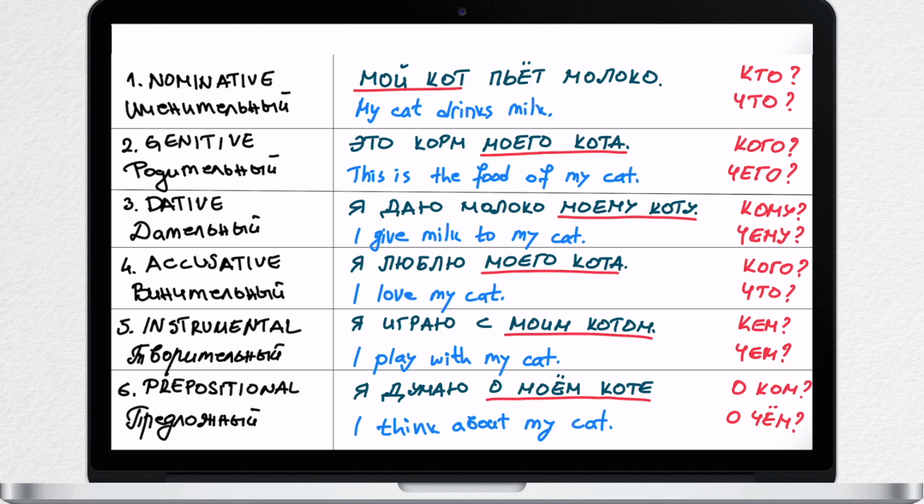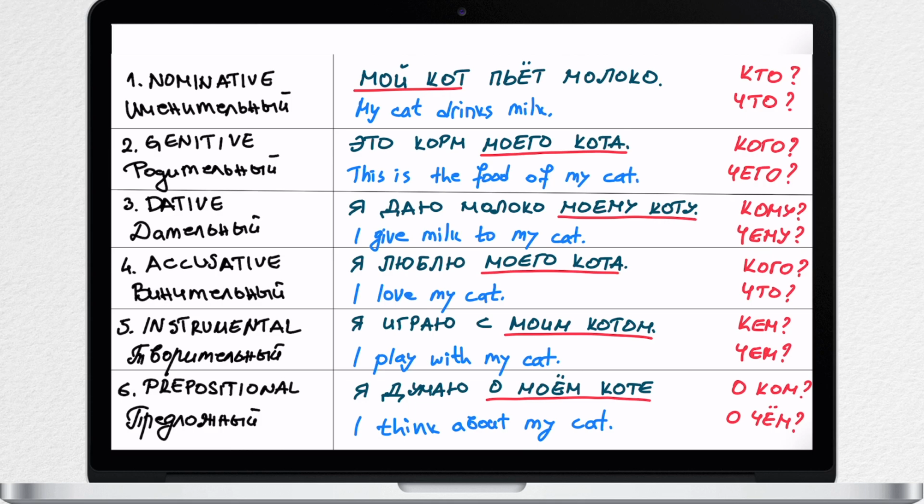Let's have a look at our example. Я думаю о моем коте. I think about my cat. I'm thinking about my cat. So the first usage of the prepositional case is together with the preposition о, which means about. So we use the prepositional case to express what we are thinking about, or what we are talking about, or what we are dreaming about. So any verb that we can use the preposition about with is going to be expressed with the help of the prepositional case in Russian.